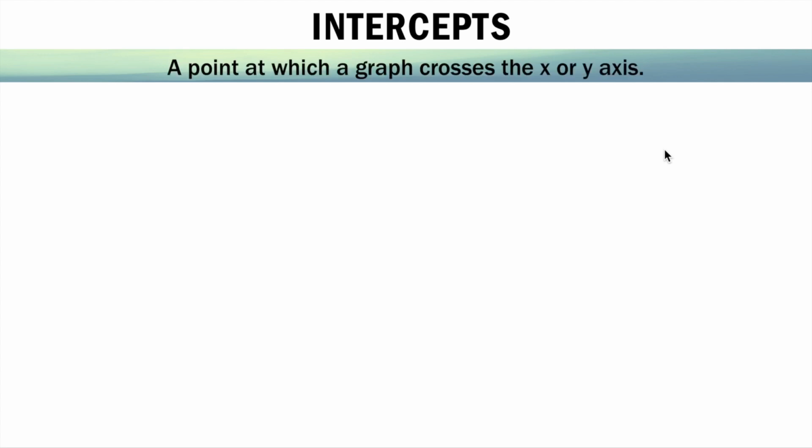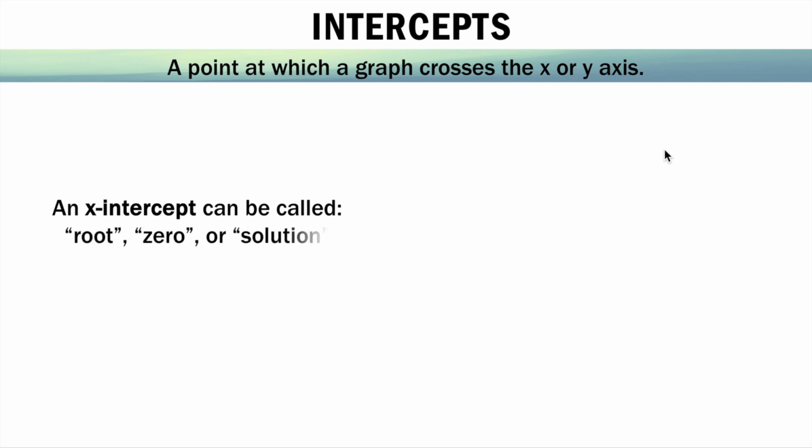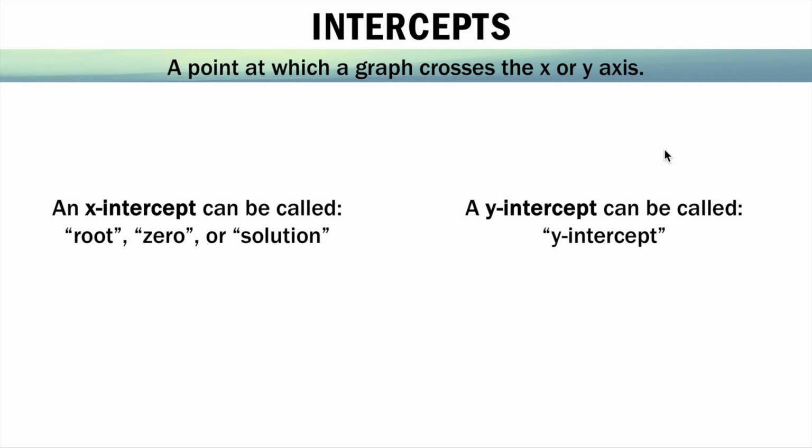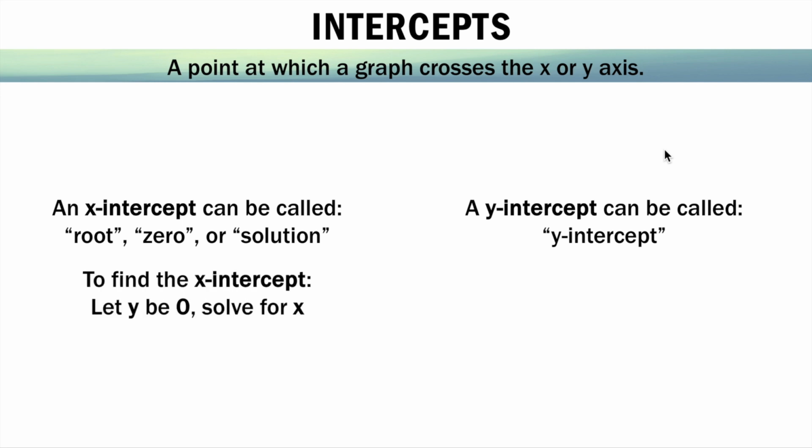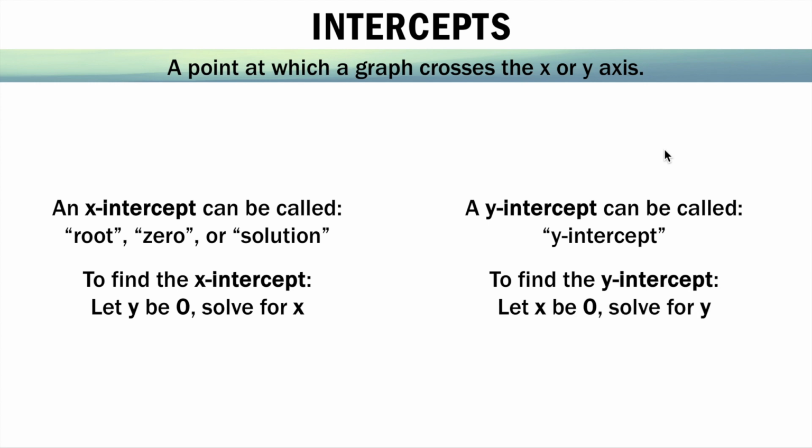Let's talk about intercepts. An intercept is a point at which a graph crosses the x or y axis. An x-intercept can be called a root, a zero, a solution. Those are all synonyms. A y-intercept can be called a y-intercept. We don't really have a lot of synonyms for that. Maybe we just, I don't know, ran out of ideas. To find the x-intercept, you let y be 0 and solve for x. To find the y-intercept, let x be 0 and solve for y.